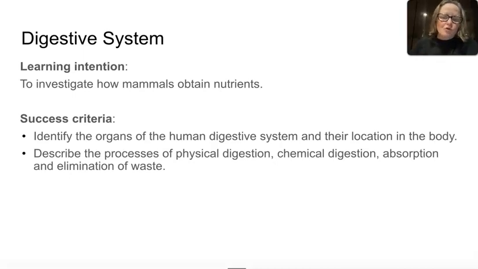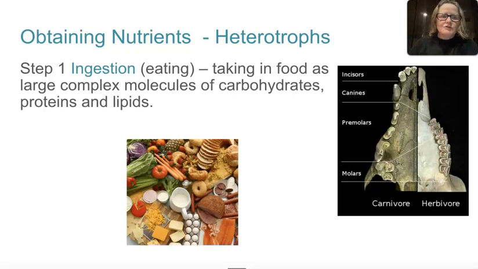Then they have to absorb the small molecules that they've now created and eliminate any solid waste that is no longer needed. So there are 5 steps to digestion in mammals. Step 1 is ingestion, that's eating.